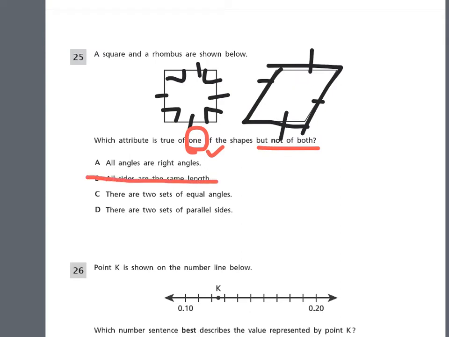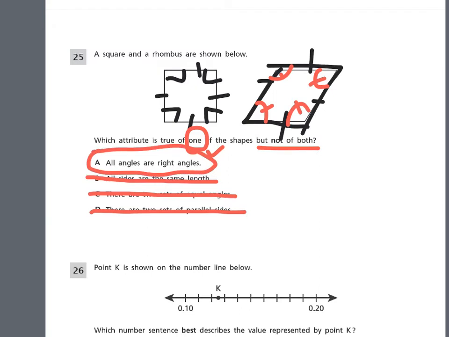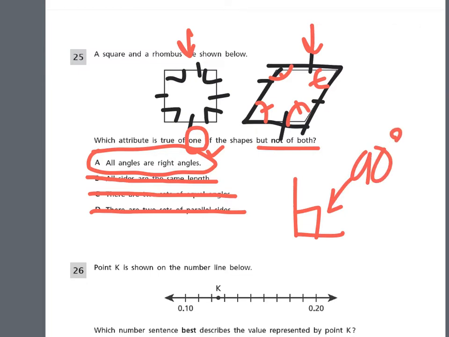See, there are 2 sets of equal angles. That's true for both, because this side is equal, that side is equal, and of course opposite sides are equal. There are 2 sets, that is true for both, so the only one that's true for only one of them is A. All angles are right angles. That's only for the square, because we know that rhombuses do not have any right angles. And a right angle makes 90 degrees. So when you see that little square, that tells you that's a right angle.